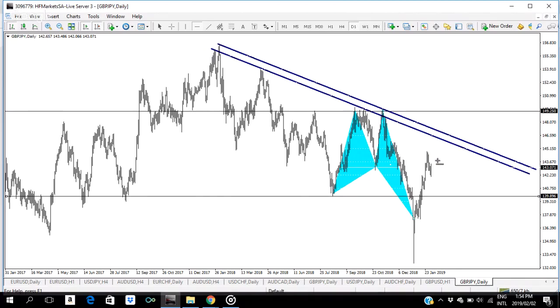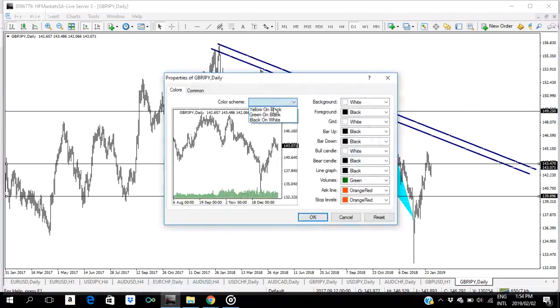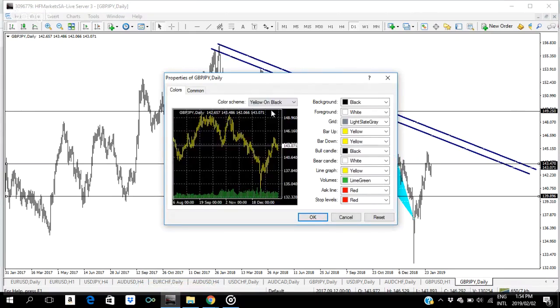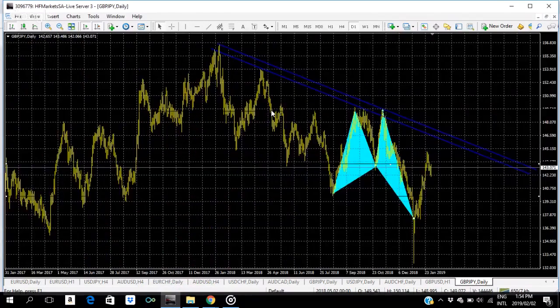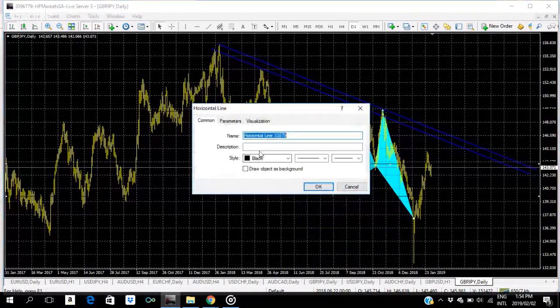In terms of horizontal lines, let's put one here. No, wait, hold on. I think there's something wrong. I don't like the colors here.